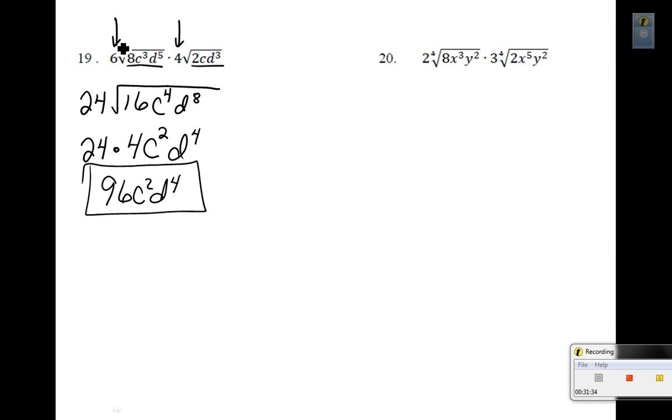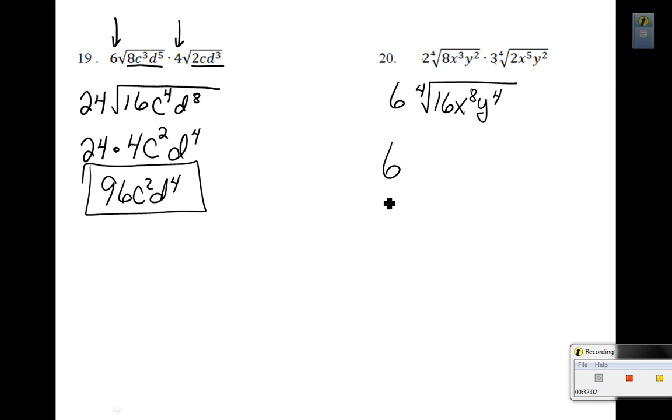So let's look at your number 20. I'm going to go 2 times 3 is 6, but I've got the 4th root of 8 times 2 is 16, x to the 8th, y to the 4th. Another nice problem, believe it or not, and you're thinking, oh no, it's not.